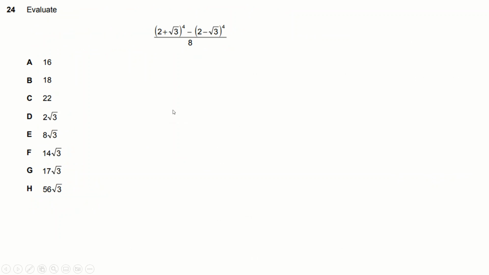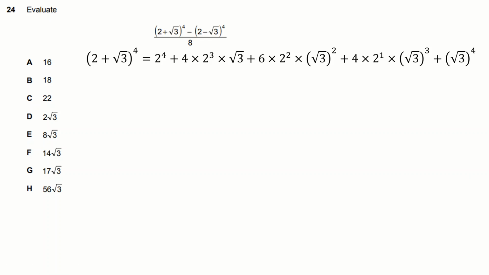Good. Question 24. I thought a lot about difference of two squares here, because this is essentially a difference of two squares on top, but I couldn't make it work in any reasonable way. So I thought just binomial expansion then. So this is 2 to the power 4 plus 4, because the binomial expansion goes 1, 4, 6, 4, 1. So I haven't really written that properly, but sure.